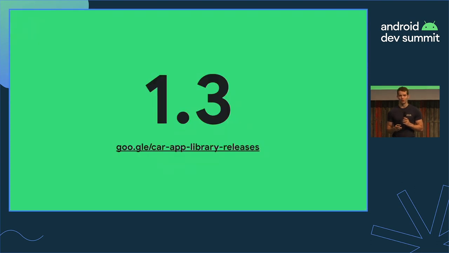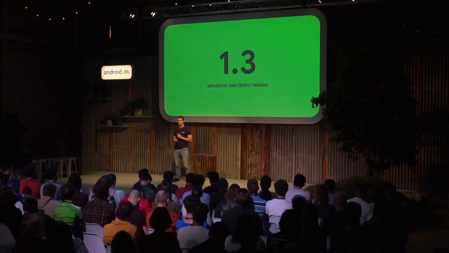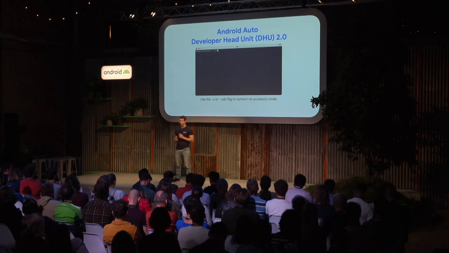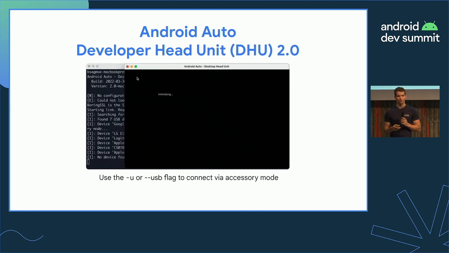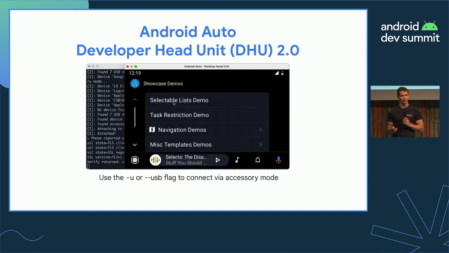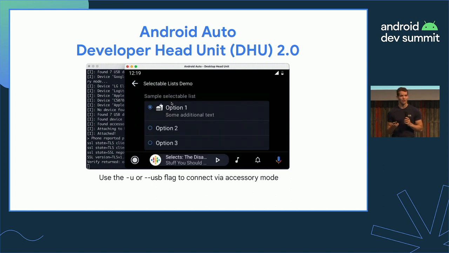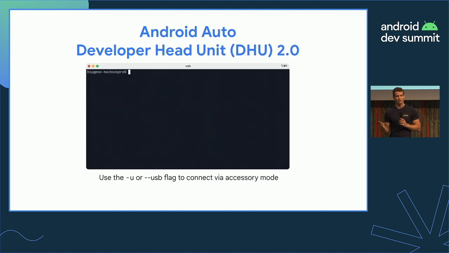And that's it for the major 1.3 features, but there's a bunch of smaller ones as well, so be sure to check out the release notes for all the smaller updates. Finally, after you've implemented these new features, you'll want to test them out. With the Developer Head Unit 2.0, now available in stable Android Studio, you can test them out easier than ever with Android Auto. All you have to do is use the USB flag when starting the developer head unit, and your device will connect by accessory mode, just like it does in the car. No more fiddling with developer settings and ADB tunneling.